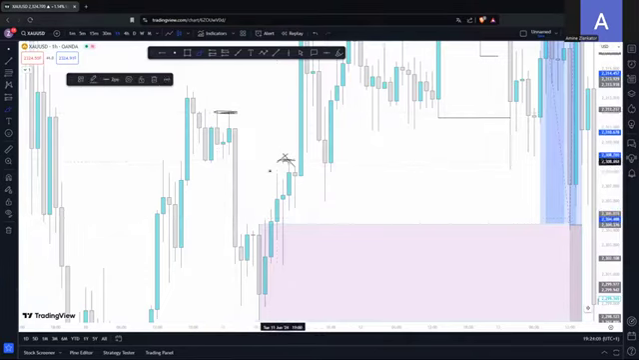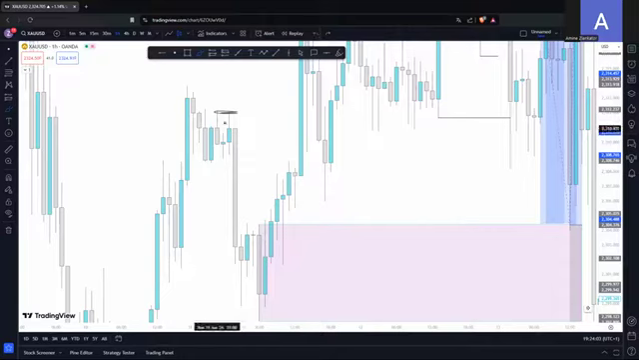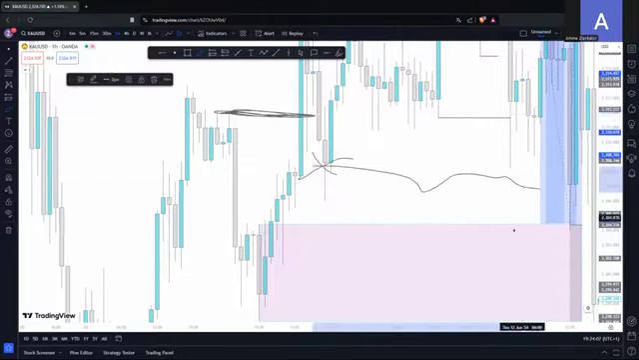This one doesn't count because it's after. Okay, this is the second breakout. Did price ever come back after the second breakout? No, it didn't. So it is fresh.